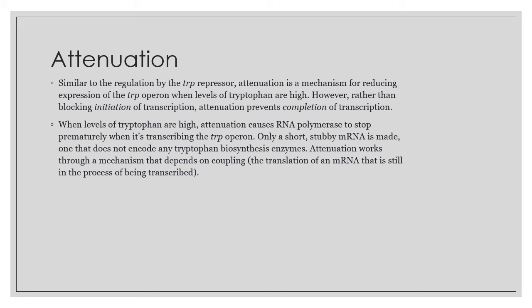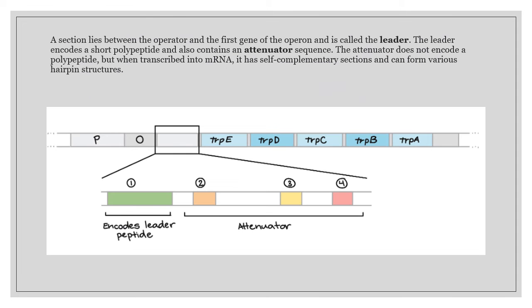So attenuation works through a mechanism that depends on coupling, that is the translation of an mRNA that is still in the process of being transcribed. There is a section that lies between the operator and the first gene of the operon that's called the leader. The leader encodes a short polypeptide and this also contains the attenuator sequence. The attenuator does not encode for the polypeptide, but when transcribed into mRNA, it has self-complementary sections and it can form various hairpin structures.